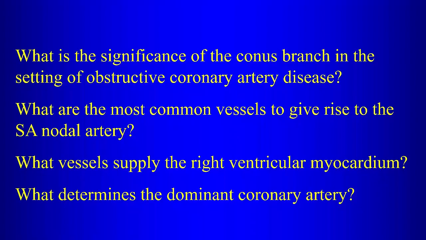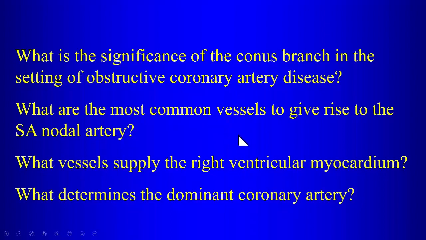Now, what is the significance of the conus branch in the setting of obstructive coronary artery disease? Why does the conus branch become important if you have obstructive disease? Collateral. To what? Collateral to LAD. The most common vessel to give rise to the SA nodal artery is RCA, right. The second most common, circumflex, the circumflex coronary artery.